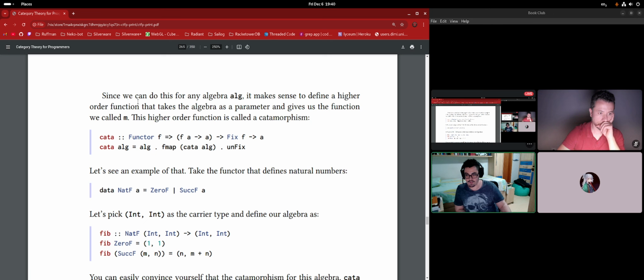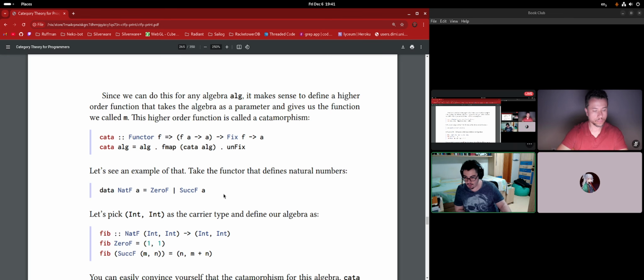Since we can do this for any algebra alg, it makes sense to define a higher order function that takes the algebra as a parameter and gives us the function we called m. This higher order function is called catamorphism. So we grab the non-recursive evaluator, which is this thing, and this is the return. You give us the initial value of the recursion, basically, and this thing will do the trick of getting you an A. This is M, right? So it's just called kata, but it's M. Well, it's actually a constructor for m given an alg.